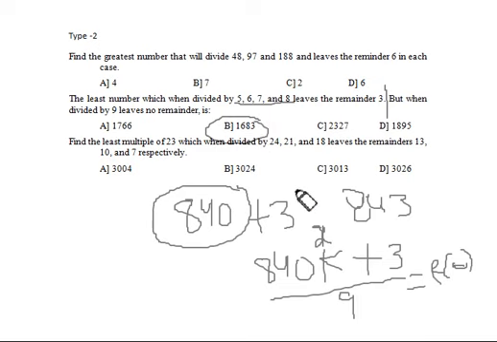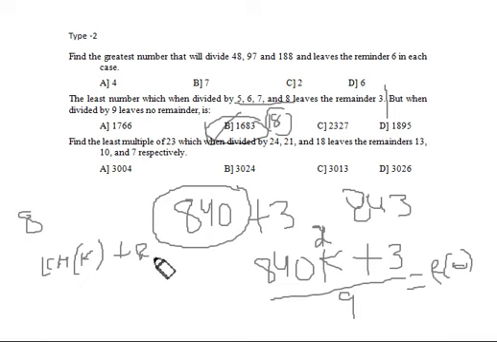Okay, so we'll check if this is divisible by 9 or not. So 1 plus 6 is 7, 7 plus 8 is 15, plus 3 is 18. So the sum of the digits is 18, 18 is a multiple of 9, so the answer would be 1683 in this case. So every time after getting the LCM you can't multiply the number further by adding the remainder. You have to write the number as LCM into k plus the remainder. That's how you will find the next number.